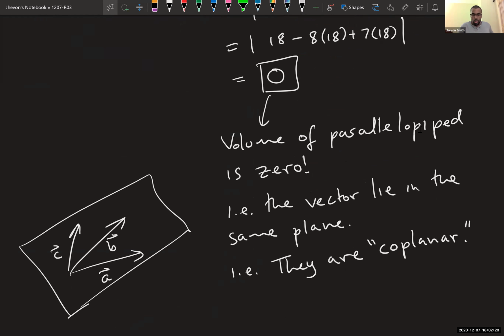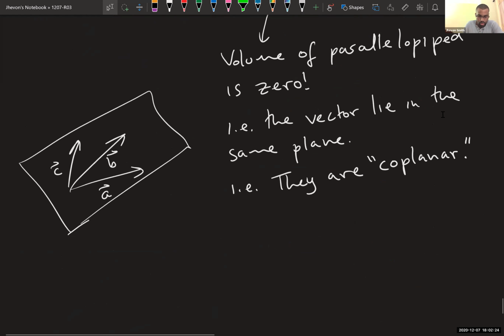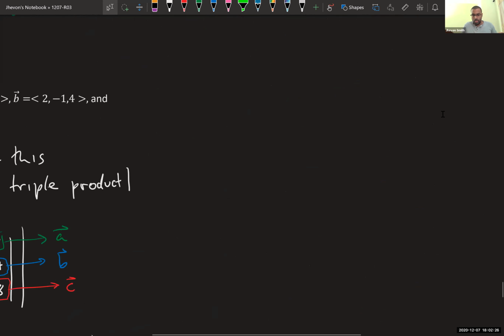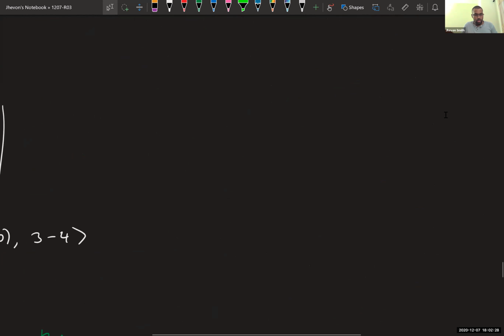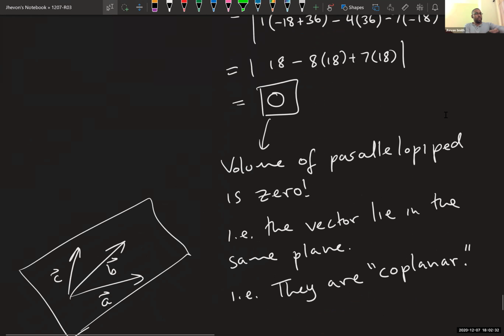Okay, so that wraps up this section. I don't think there was anything else. Yes, that wraps up this section. So let's move on to the next section.